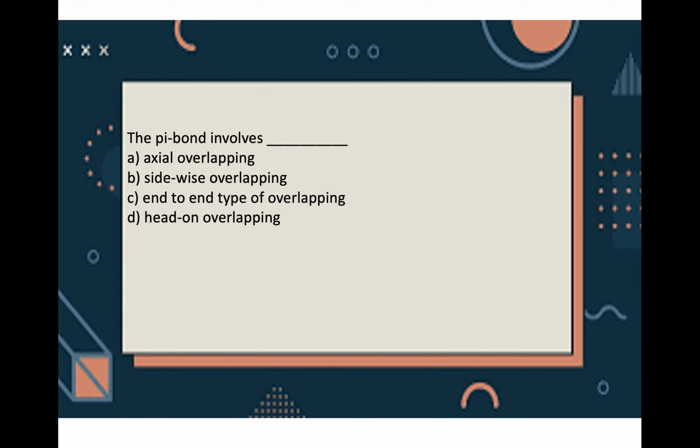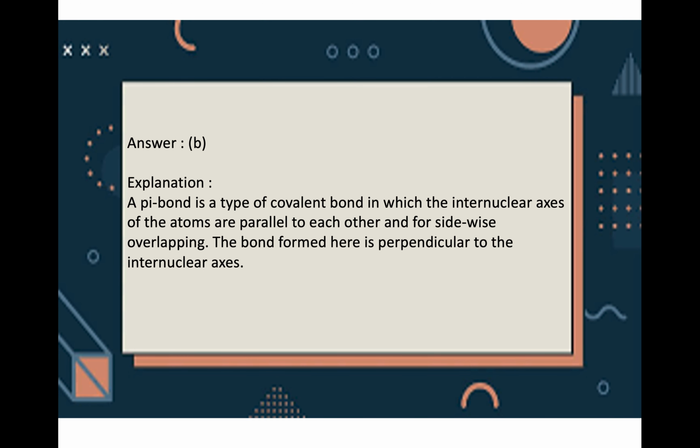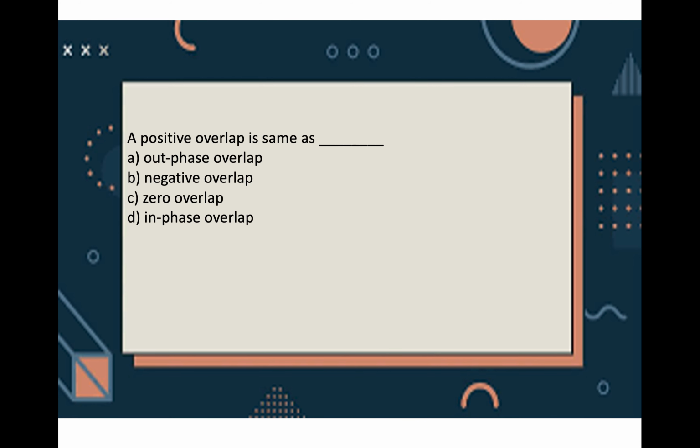Now next question, the pi bond involves axial overlapping, sidewise, end-to-end or head-on type overlapping. Answer is B, sidewise overlapping. That is, a pi bond is a covalent bond in which the orbitals are parallel to each other for sidewise overlapping. So the bond formed will be perpendicular to the internuclear axis.